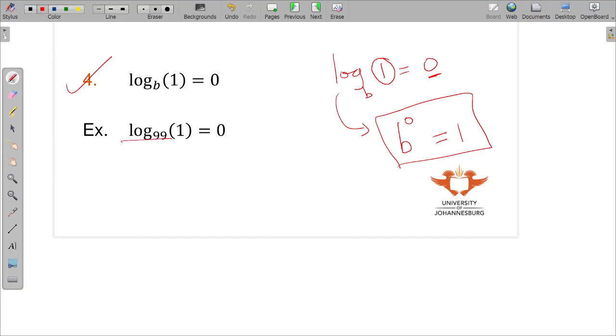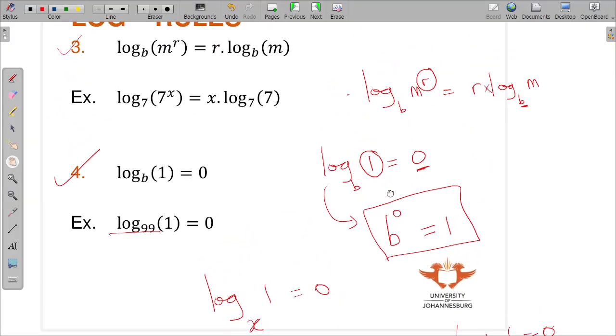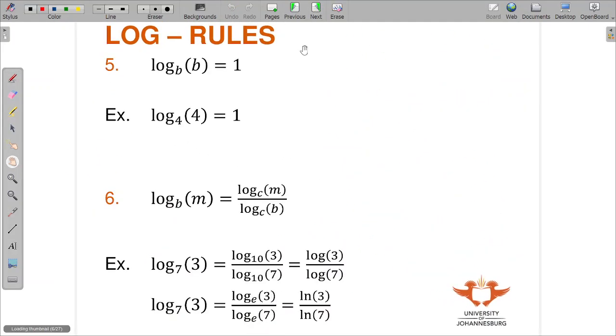Any base, even base 99, as long as it is log 1, should give you 0. So log 1 to any base gives you 0. Okay, take note of that.